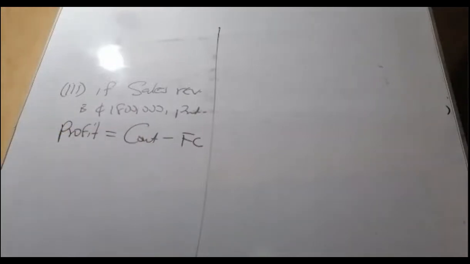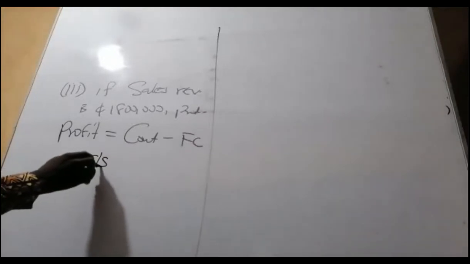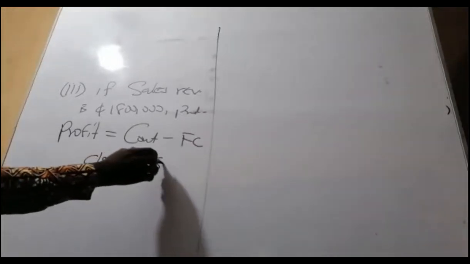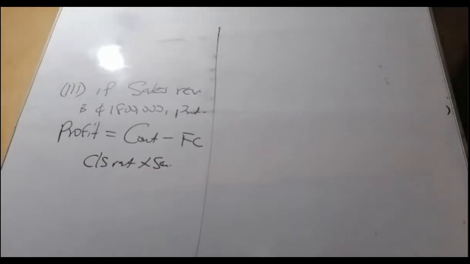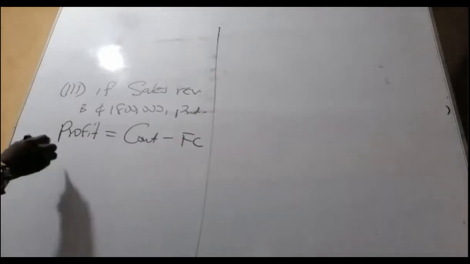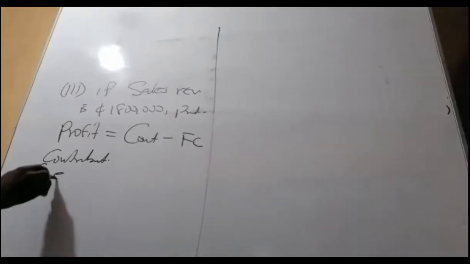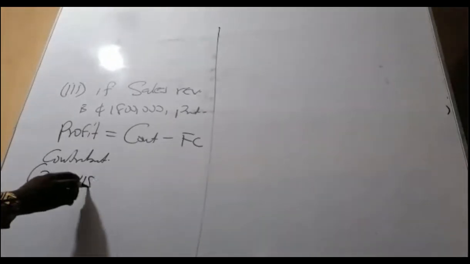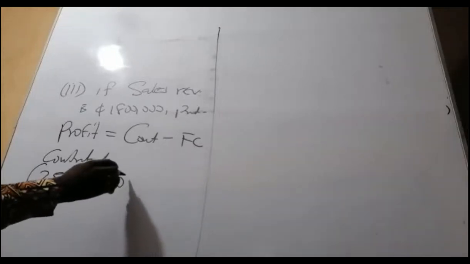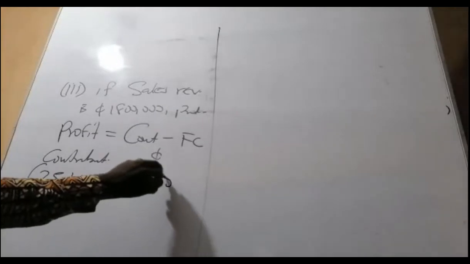So you have to find the total contribution when they earn a revenue of 1.8 million. And we know that to get contribution, it is the CS ratio times the sales revenue. Good, now let's work it out. So contribution will be the CS ratio of 25% times 1.8 million, and that will give us an amount of 450,000. Agreed.